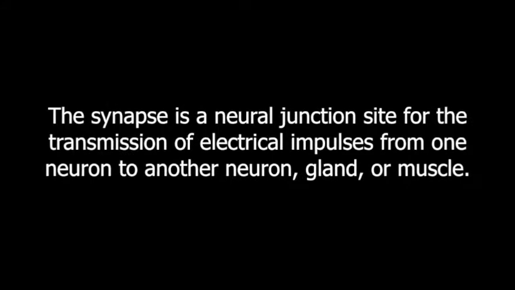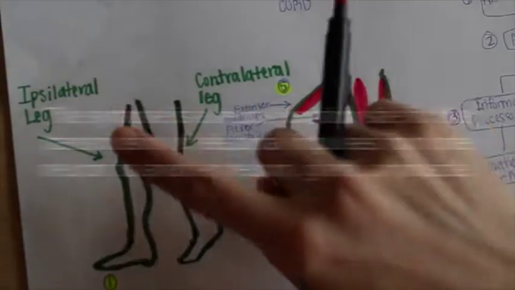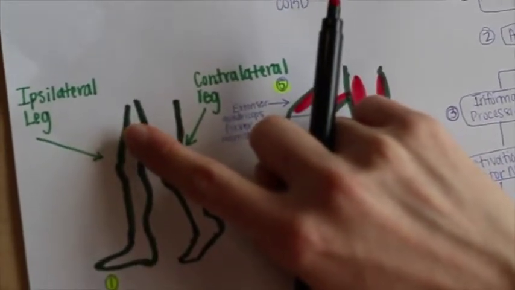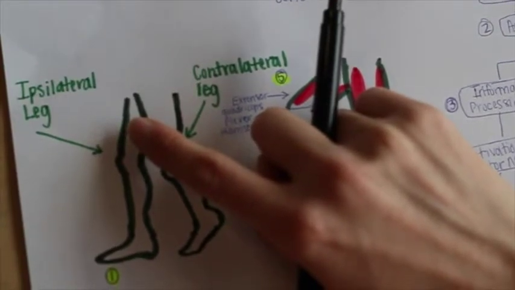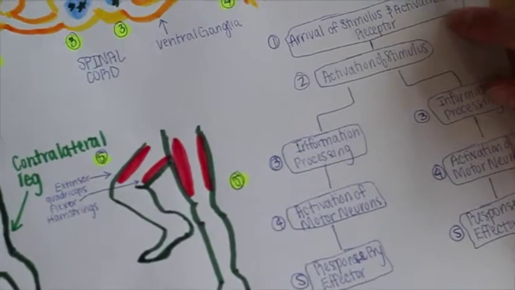The synapse is a neural junction site for the transmission of electrical impulses from one neuron to another neuron, gland, or muscle. Starting with the ipsilateral leg, the leg in which the stimulus occurs and begins the cross-extensor reflex, and starting with step 1, the arrival of the stimulus and activation of receptor.